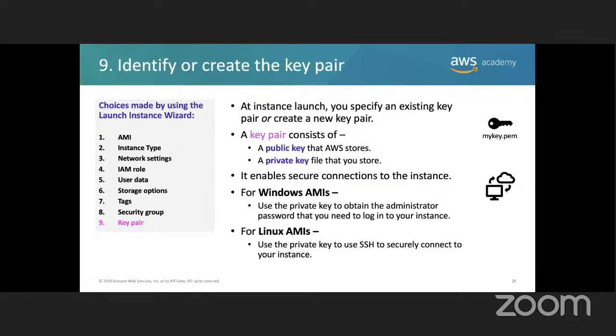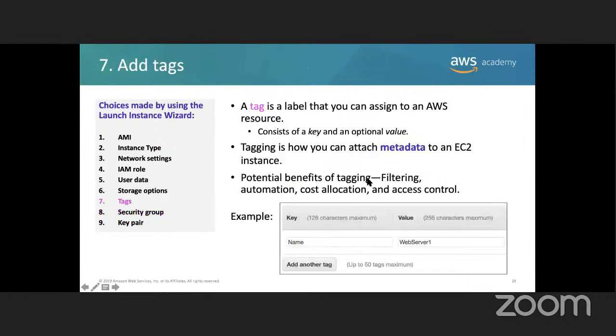Be careful with the private key because the private key is super important, right? The public key is public, but the private is private. Okay, I think I didn't say anything by saying that, but I said it all. The private is private and public is public. Okay. So it enables secure connections to the instance, right?